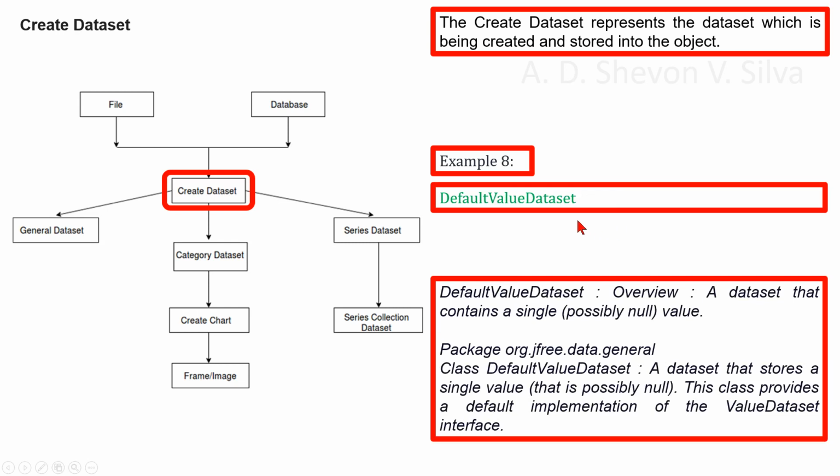Overview of default value dataset. A dataset that contains a single, possibly null value. Class DefaultValueDataset in package org.jfree.data.general. A dataset that stores a single value that is possibly null. This class provides the default implementation of the ValueDataset interface and is used in JFreeChart by the meter plot and thermometer plot classes.